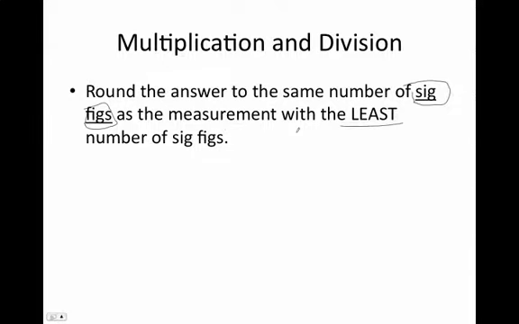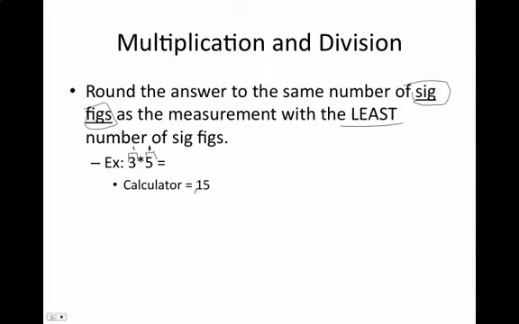So for example, 3 times 5. We know that 3 times 5, when we punch it into our calculators, gives us 15. But we need to round that answer to the least number of sig figs. Well, 3 is 1 sig fig. 5 is also 1 sig fig. That means my answer can only have 1 sig fig. But my calculator answer of 15 has 2 sig figs in it. So I have to round it to the first sig fig.